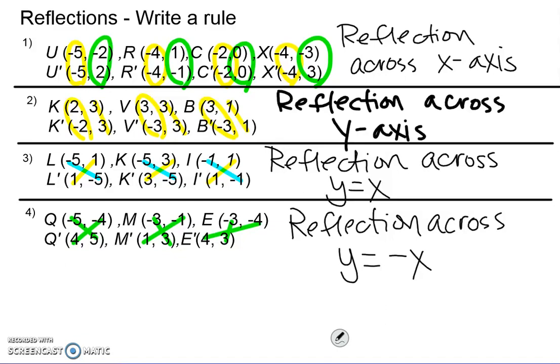In the next video, I'm going to go over dilations and rotation, so make sure you watch that video as well.